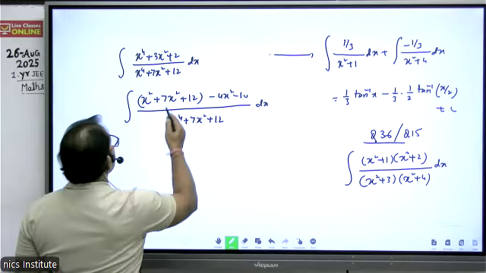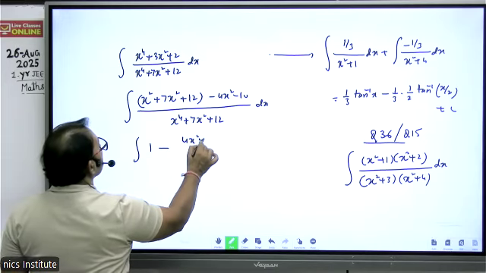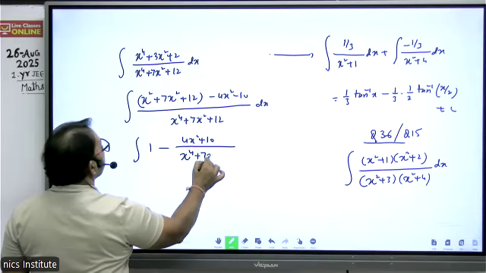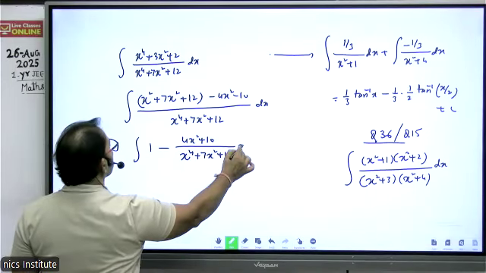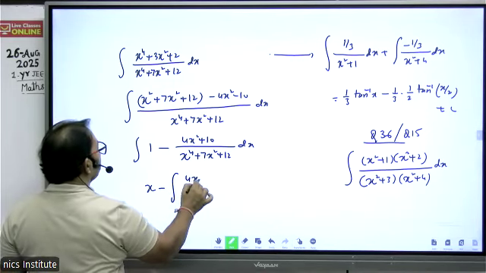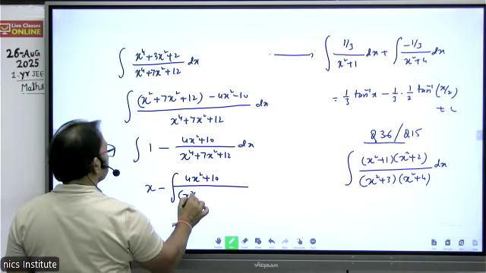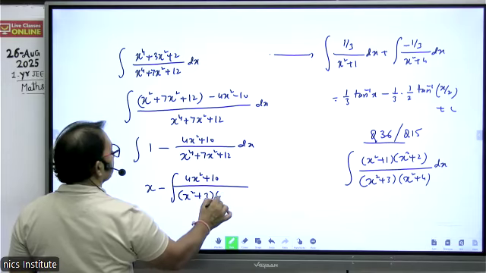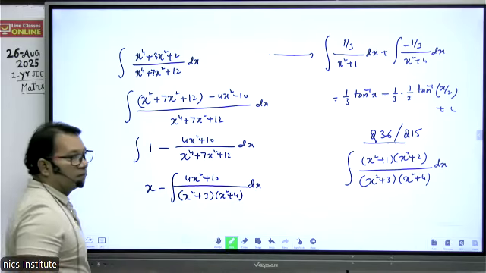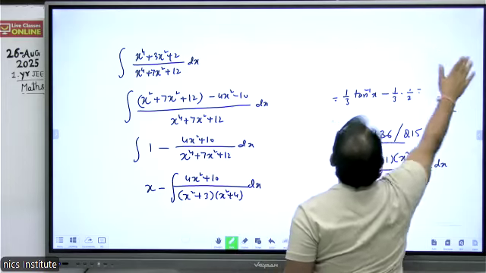Then divide individually this by this will be 1 minus common. So even the long division will give you the same only. So integration of 1 is this. And second part, you know how to answer. Factorize this again. X square plus 3, x square plus 4. For the second part, you have to use partial fraction.